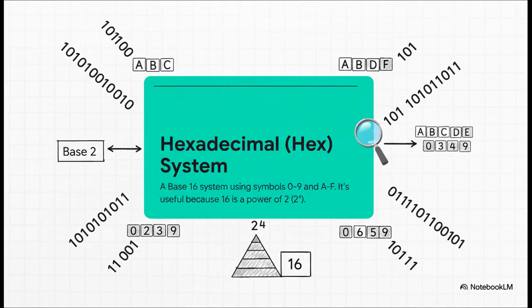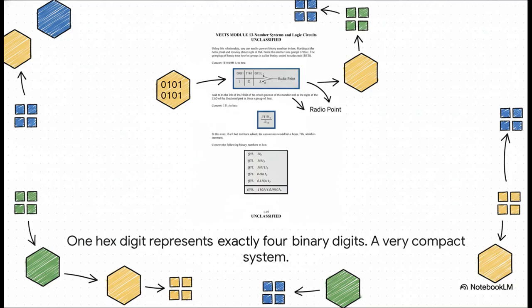Now wait a minute, we only have number symbols for 0 through 9. So how do we get to 16? Easy, we just borrow some letters. So after 9 comes A for 10, B for 11, C for 12, all the way up to F for 15. And why the number 16? I bet you've already figured it out. It's another power of 2. 16 is 2 to the power of 4. And that relationship, that 2 to the power of 4 thing, is the superpower of hex.